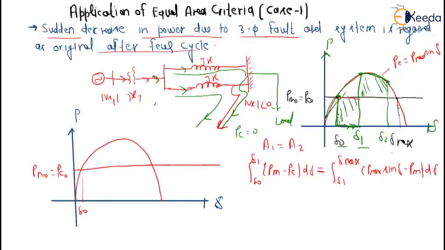So what will happen when fault occurs? When fault occurs, this value will be reduced to 0, and this value can go up to the maximum value. Let us assume it is cleared at delta 1. So delta 1 it is cleared, then we know that it can go up to the maximum value del max. This is the critical case. So clearly see guys, this is del max, so this will be accelerating area, and this will be decelerating area basically.